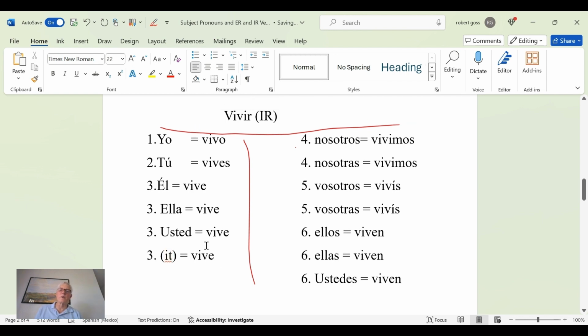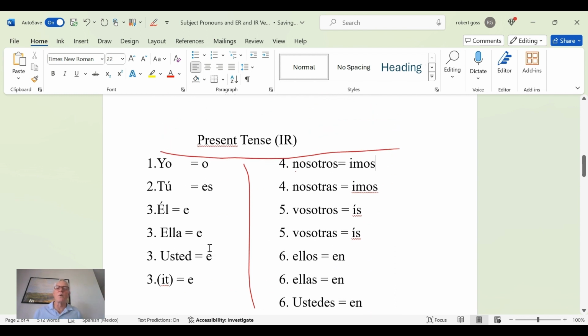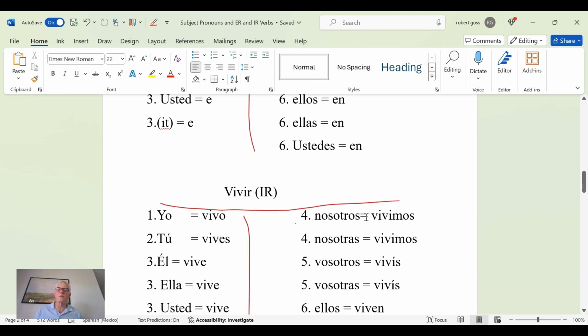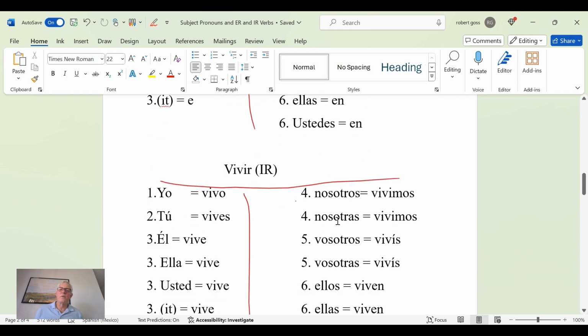Well, let's go to nosotros. Nosotros and vosotros are the only things that are a little bit different from the ER verbs. With nosotros, we'll cross off the IR and put IMOS. So if we want to say we live, we have nosotros, we cross it off, put on IMOS, nosotros vivimos. We that are girls, we live. Well, nosotras, it's still going to be vivimos.